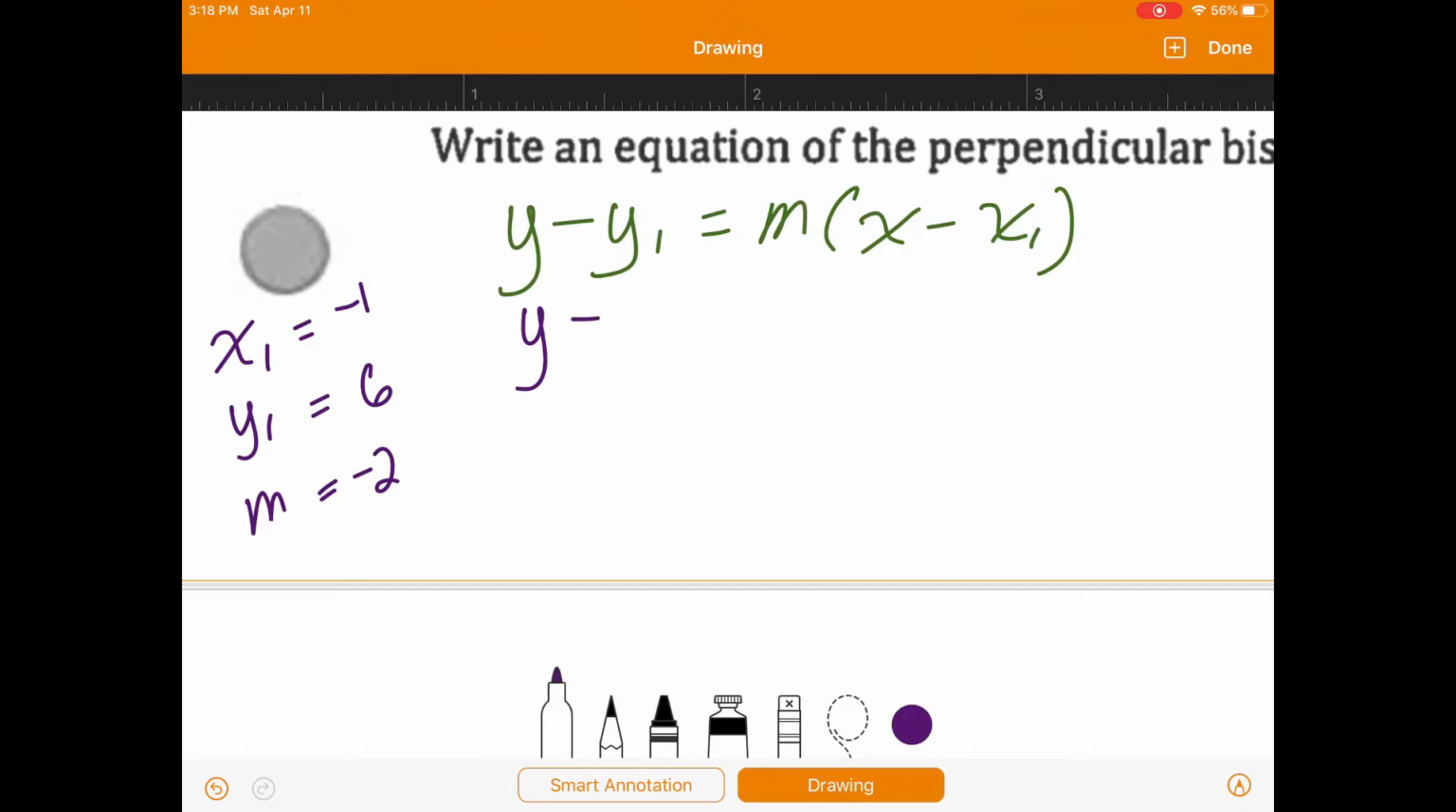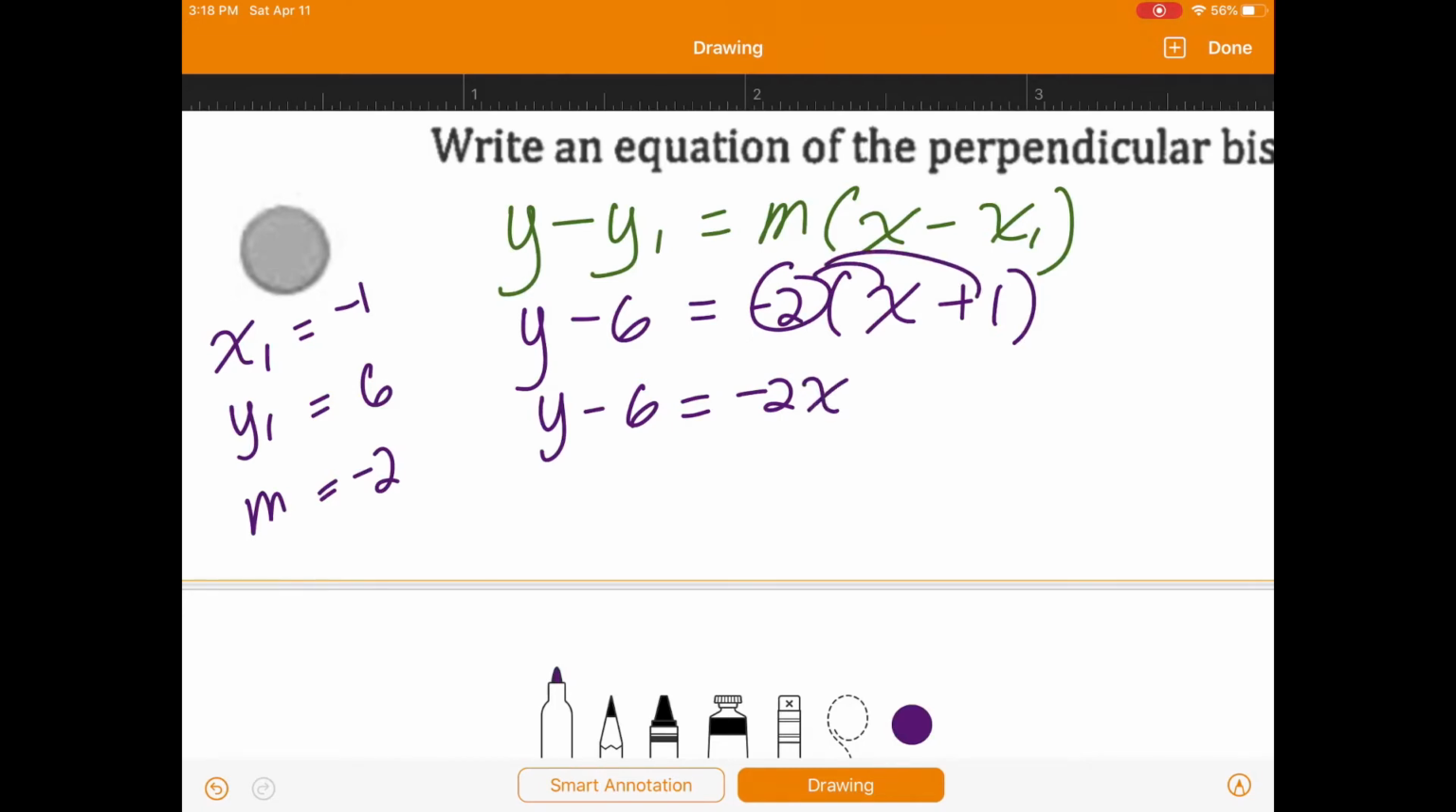And we're going to plug that into our formula. So y minus y1 equals the slope times x minus x1. So x minus a negative 1 is x plus 1. And then we're just going to put that in y equals mx plus b form. So y minus 6 equals negative 2 distributed to both of these. And then we're going to get the y by itself. And that's going to be our equation of the line. And when we graph this, it should look correct.